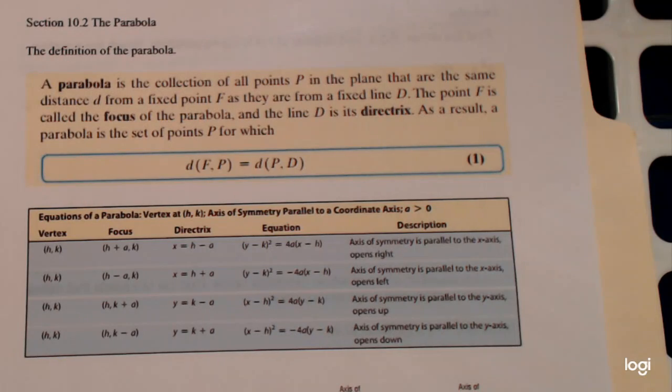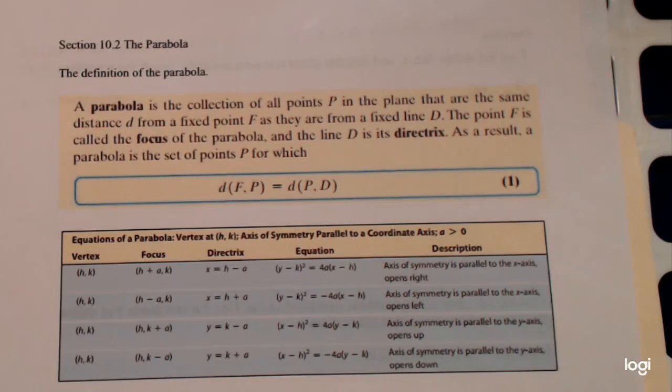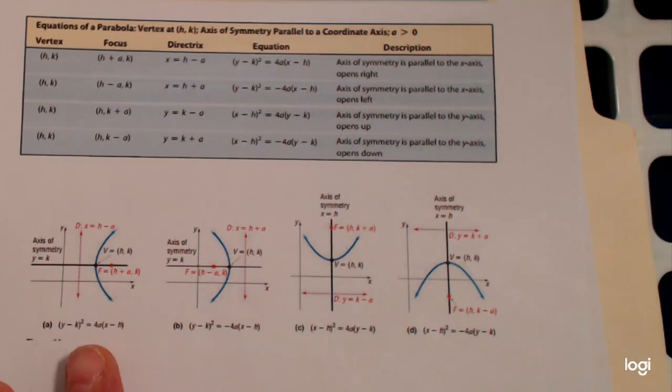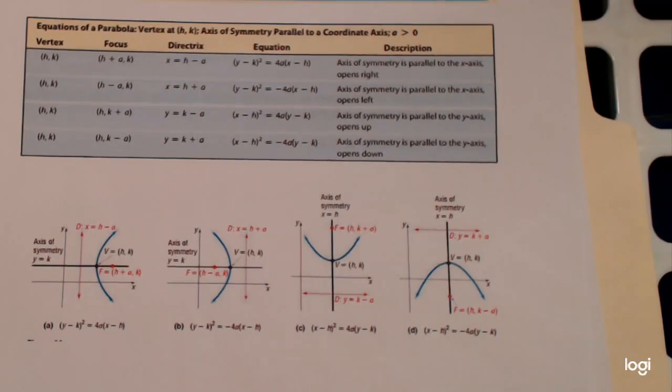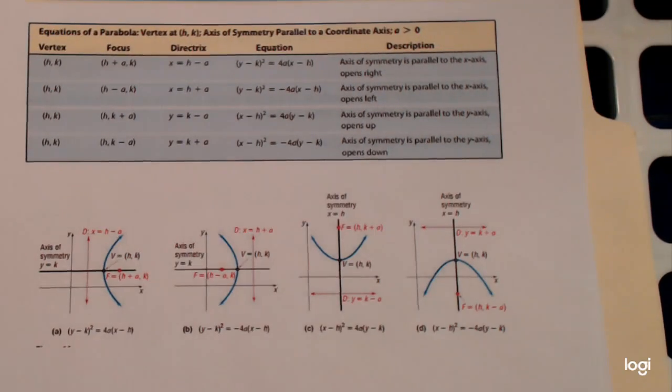And now finally the parabola, the last of the conic sections. So there's 4 parabolas. There's a righty, a lefty, an uppy, and a downy. They all behave like this. And here is all the information you'll need right there to do.